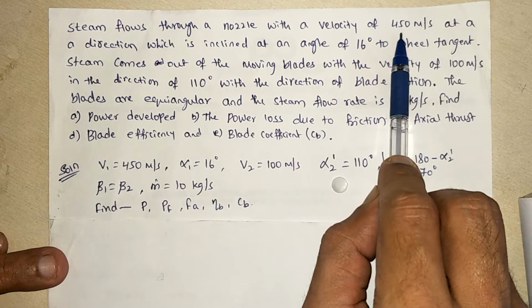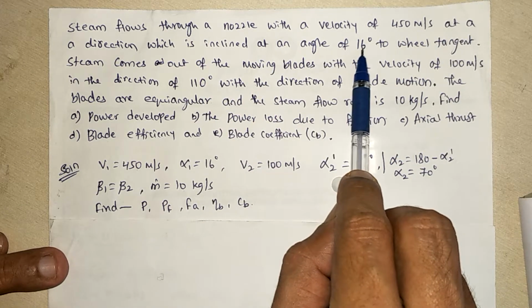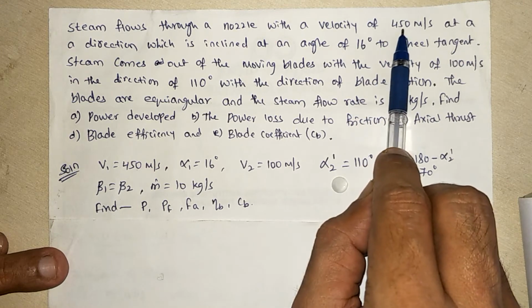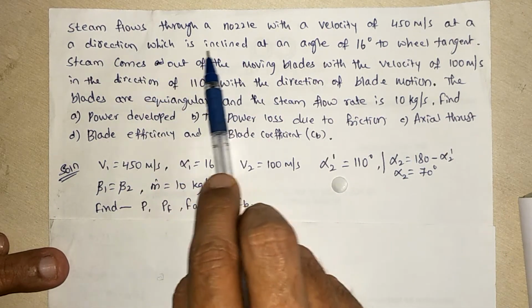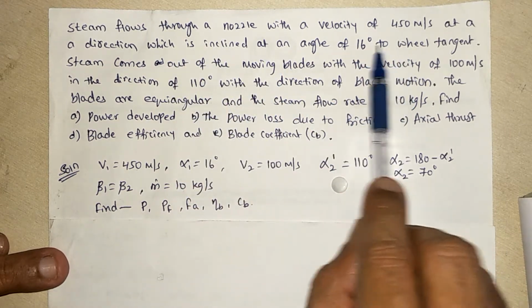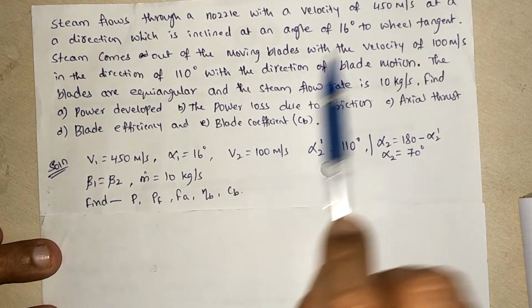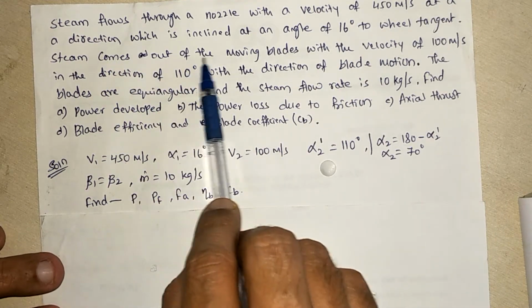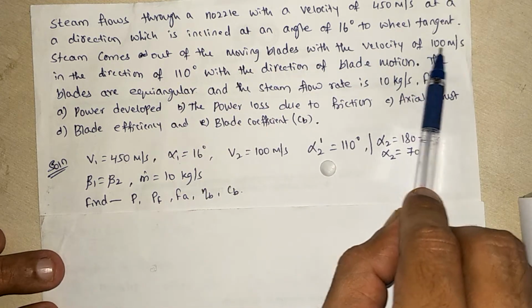and it is about to enter into the turbine, and its direction is 16 degree, that is alpha 1 is 16 degree. This is V1, 450 meters per second, and alpha 1 is the direction of the steam, that is 16 degree to the wheel tangent. Alpha 1 is 16 degree. Next, steam comes out of the moving blade with the velocity of 100 meters per second.